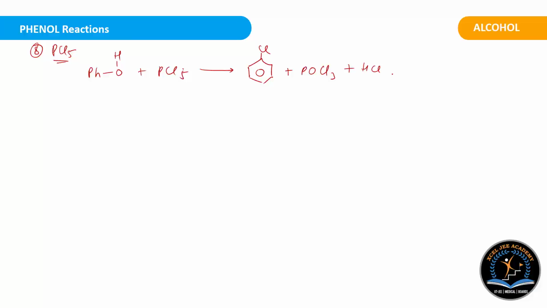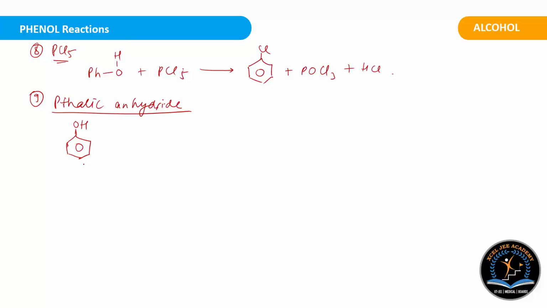Phenol is also an aromatic alcohol, so it undergoes similar reactions to other alcohols. Next is the reaction referred to as the phthalic anhydride reaction. So we have phthalic anhydride reacting with phenol. Phenol is PhOH.